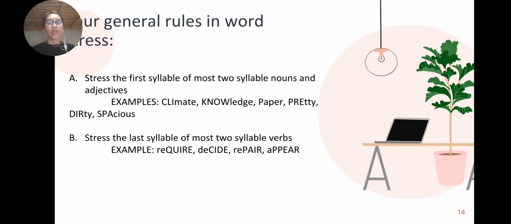Letter B, we have stress the last syllable of most two-syllable verbs like require, decide, repair, and appear. So the last syllable of most two-syllable verbs. Okay.